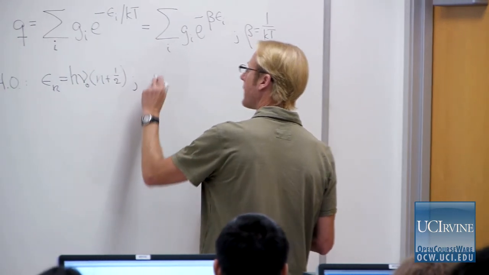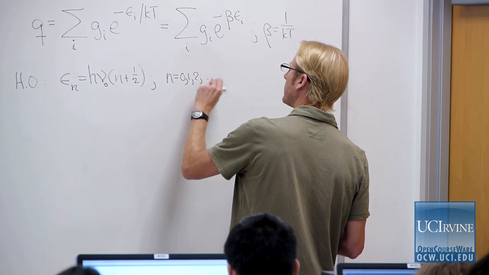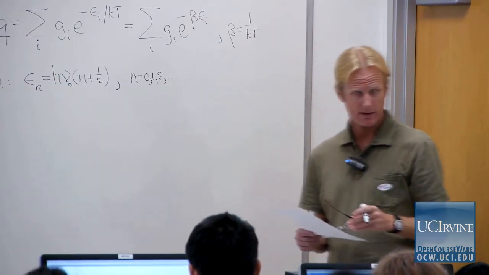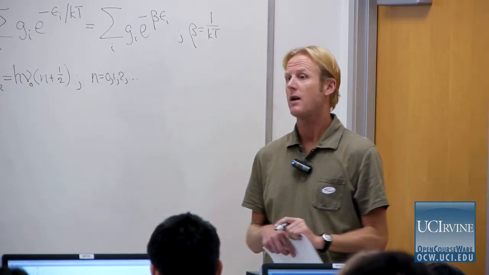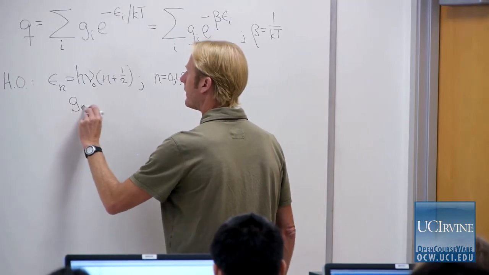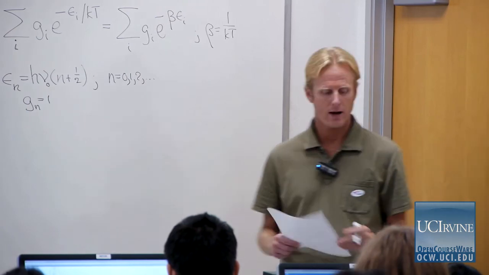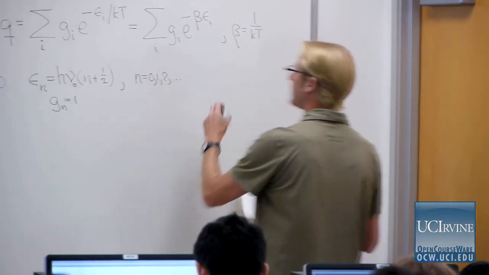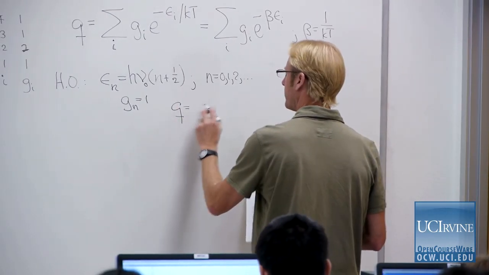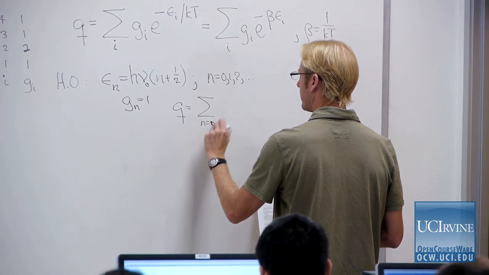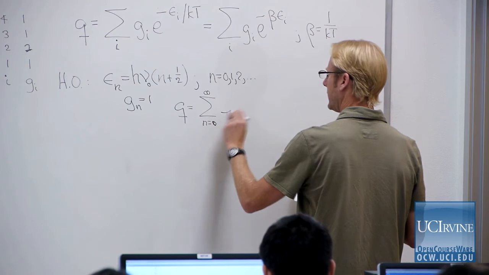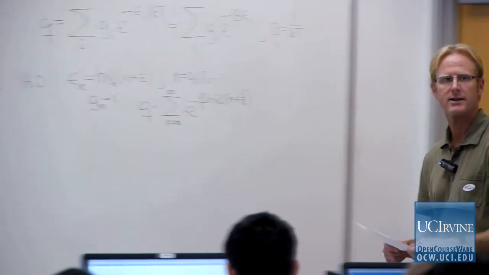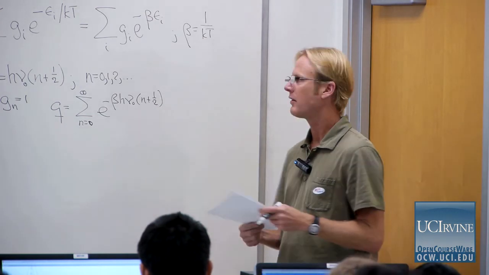And for the harmonic oscillator, the quantum number goes from 0 to infinity. And another thing about the harmonic oscillator, does it have any degeneracies in its energy levels? No. So all the g_n are equal to 1. Now, I'll go ahead and write it down. In this case, Q would be equal to the sum from n equals 0 to infinity of e to the minus beta h nu 0 (n plus 1/2). So that's the sum that we need to evaluate if we want to calculate the partition function for the harmonic oscillator.